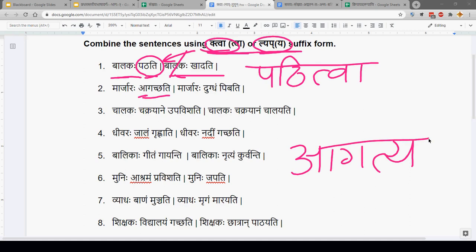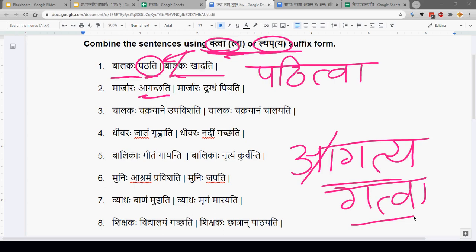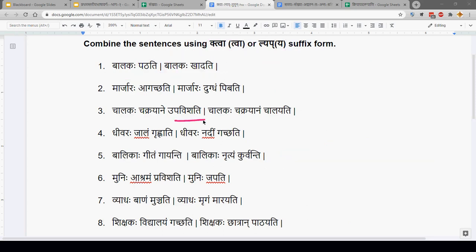So do not change it to agatva. If there is no prefix, it becomes gatva, because we are adding this suffix tva. So gacchati changes to gatva. But if there is a prefix, it changes to agatya. Similarly, wherever there is a prefix, it changes to this ya form. If there is no prefix, it changes to the tva form. So this changes to upavishya. Chalakaha chakrayane upavishya chakrayanam chalayati.